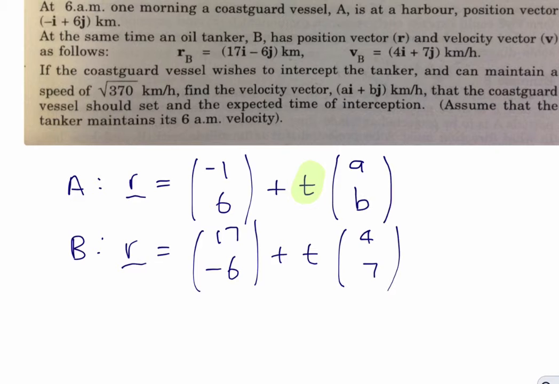Okay, so this is right at the same time at 6 AM. So if there's a difference in time here, you might need to adjust this one about where the tanker might be if the Coast Guard vessel took off an hour later or something like that. But in this case, it's both 6 AM. So we know the exact moment where the oil tanker is and where it's going, and we want to know where we have to go to intercept it, knowing that we can maintain a speed of root 370 kilometers an hour.